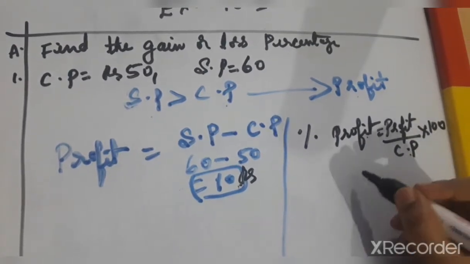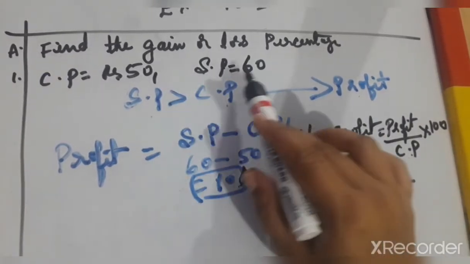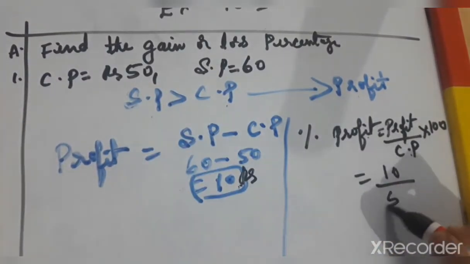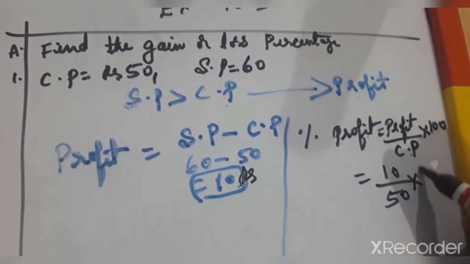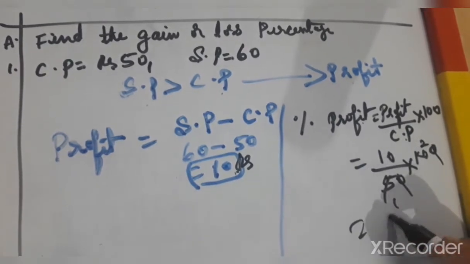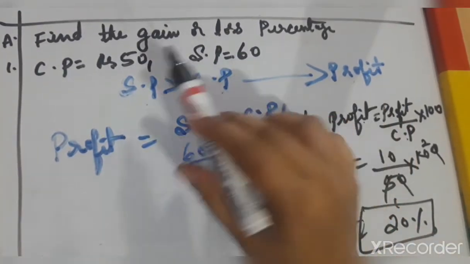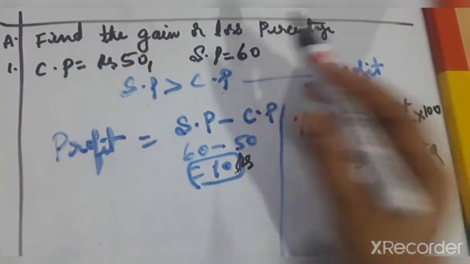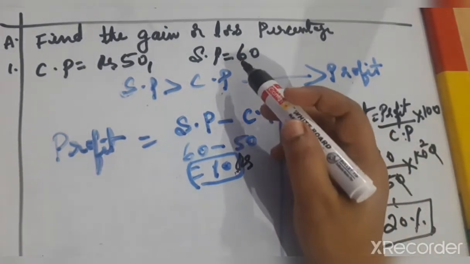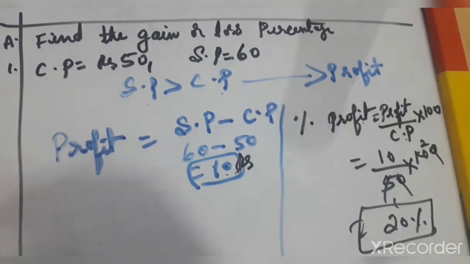cost price into 100. So profit is 10. 10 by CP, how much? 50, no other extra charges, into 100. The zeros cancel, 5 ones are 5, 5 twos are 10. So 10 into 2 is 20%. So what is the percentage of profit? 20%. So the selling price is 60, the cost price is 50, so 20% profit on this product means 10 rupees is the profit.